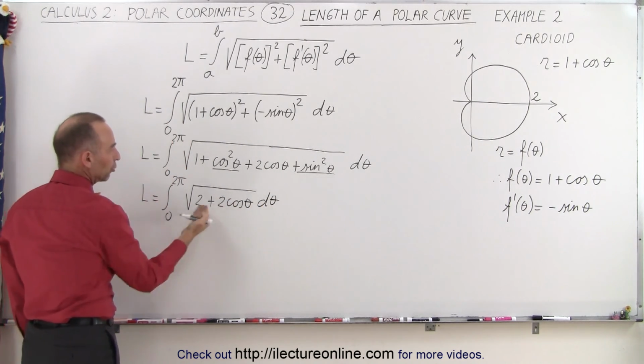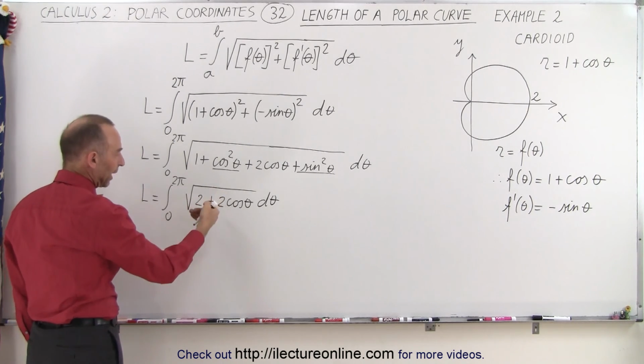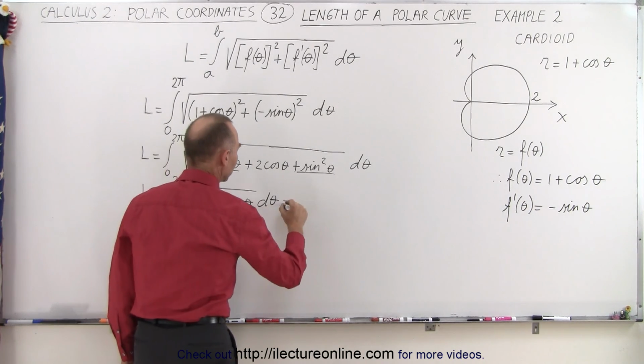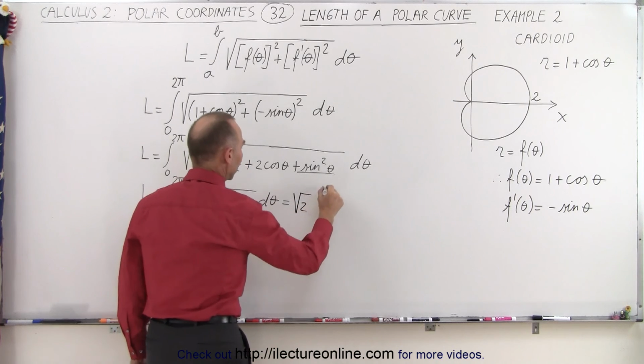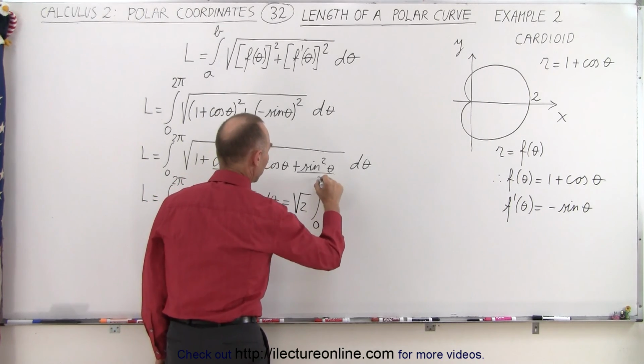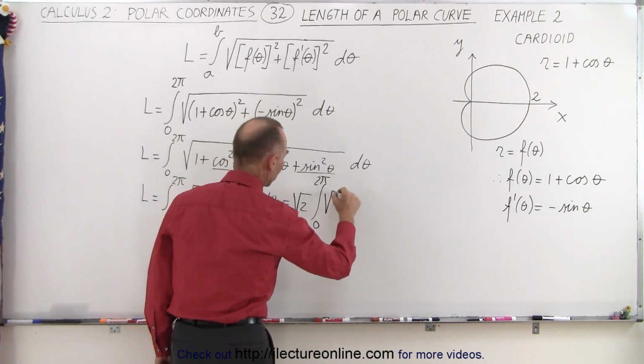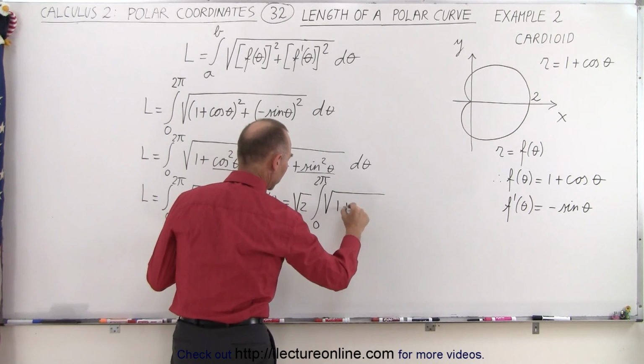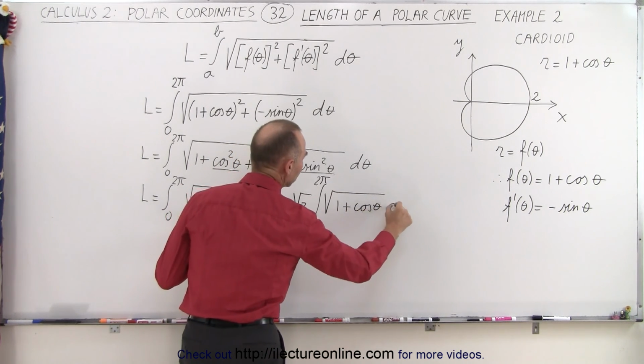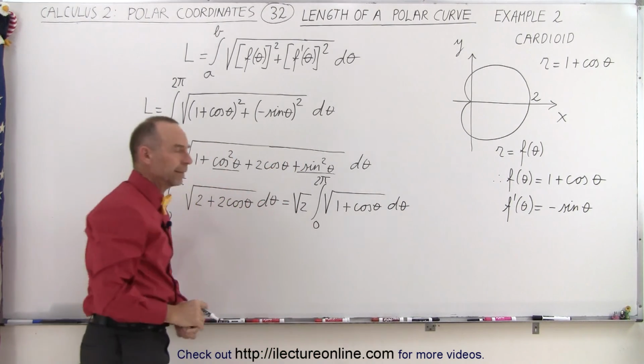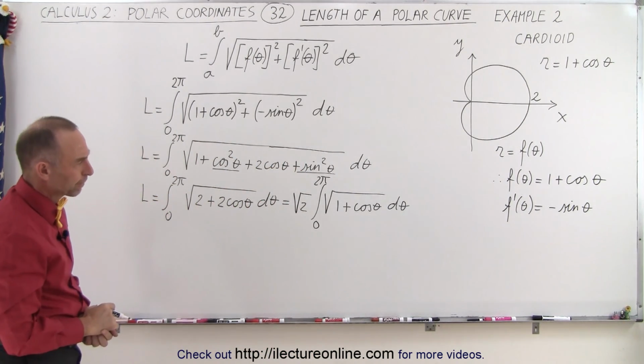Now we can factor out a 2, and of course the square root of 2 actually, so we can put that in front. So this is equal to the square root of 2 times the integral from 0 to 2 pi. And we're left with, in the radical, 1 plus the cosine of theta, d theta. All right, how do we deal with that one?